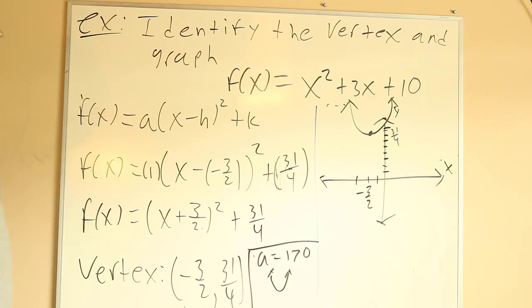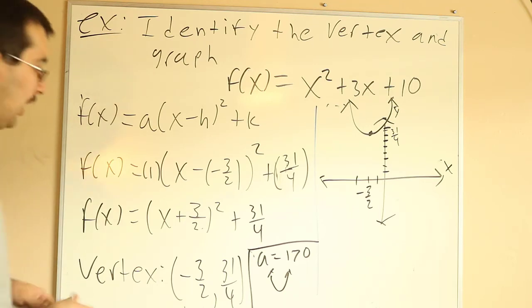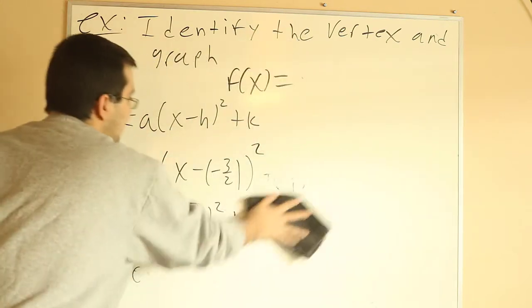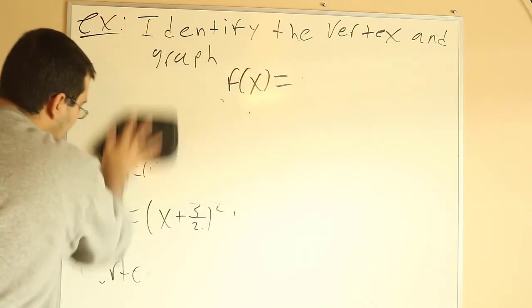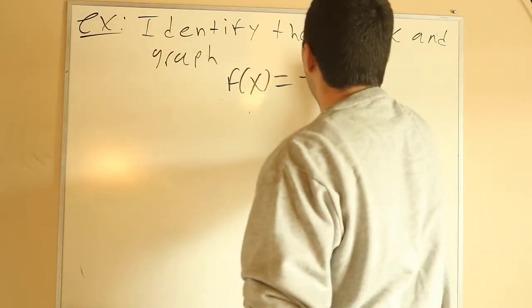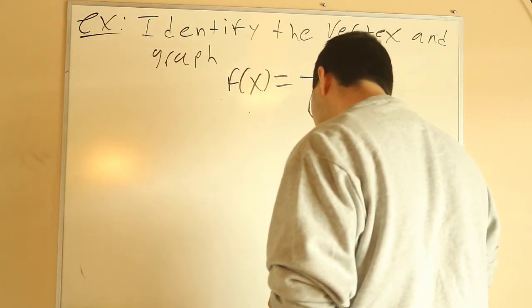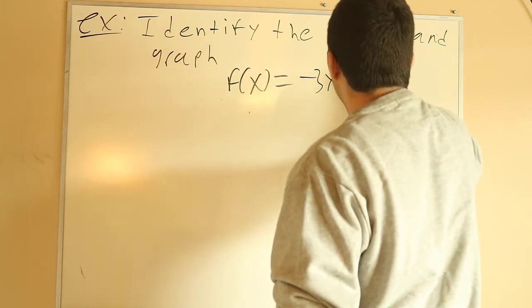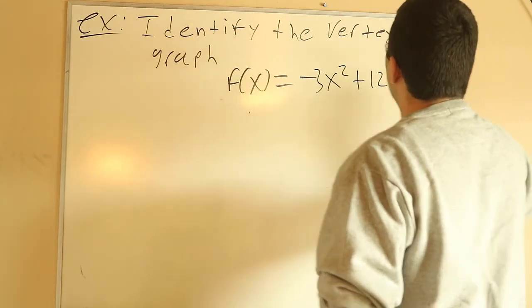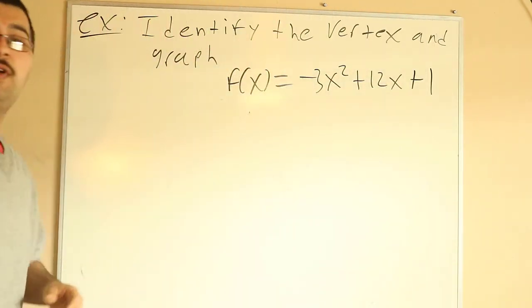Not that horribly complicated. So go ahead and take a moment now to pause the video and get all this work copied down, and then we'll move on to our next example. Alright, wonderful. So, for the next example, we'll go ahead and do the same exact directions, but with a different function. And the function we're going to use this time is minus 3x squared plus 12x plus 1.